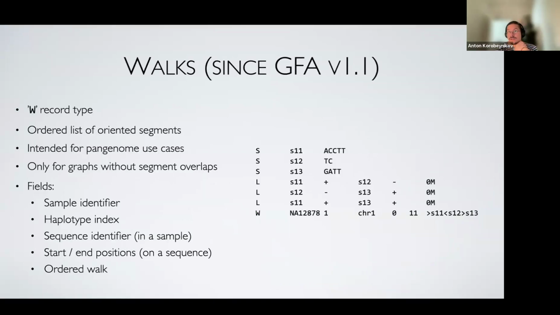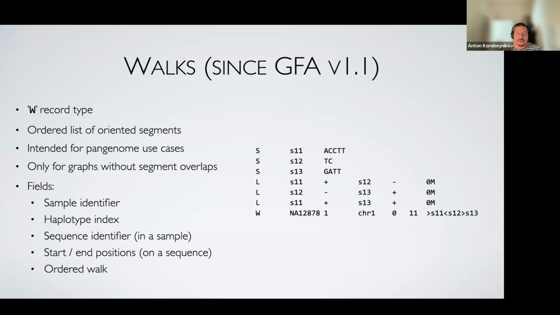Another feature is the walk. So it's again an ordered list of oriented segments, but it was specifically designed for the pan-genome use case. So it's only for graphs without segment overlaps, like pan-genome graphs. And usually it represents the path of a particular sample across the pan-genome graph.